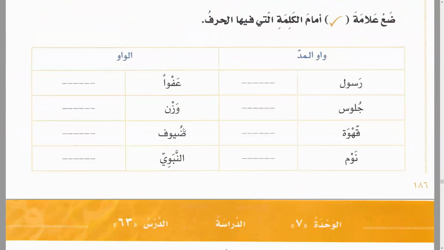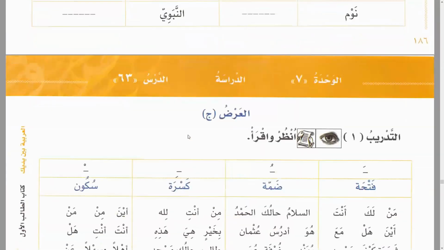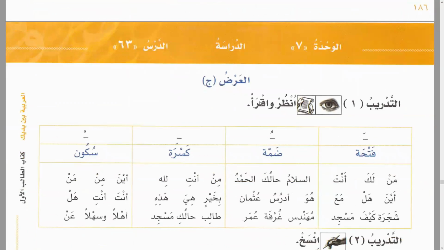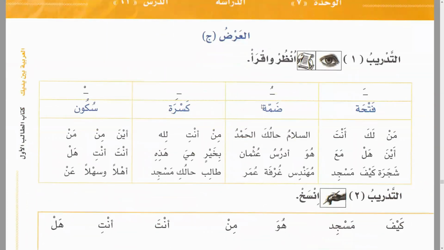Next we have al-ard, display. Tarib, unzur, waqra. Look and read. You're learning about fatha, dhamma, kasra, sukun. Now they're slowly starting about the fatha, dhamma, kasra.